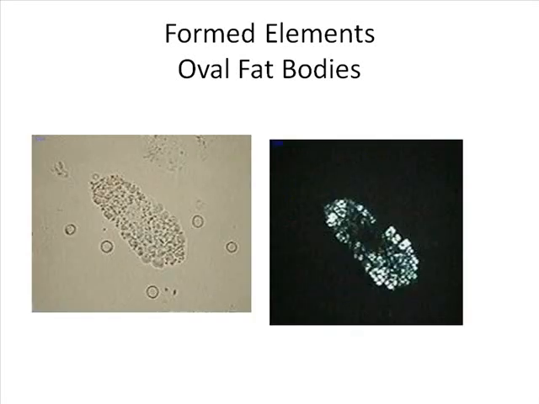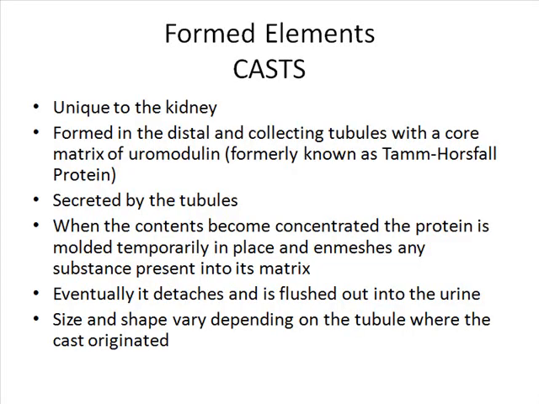Now here's another example. Here's an oval fat body. Here's some red cells around it. Notice under the polarized light you'll see the Maltese cross-like formation.